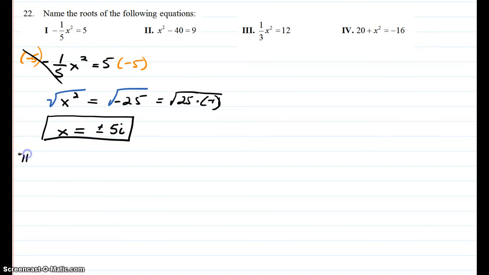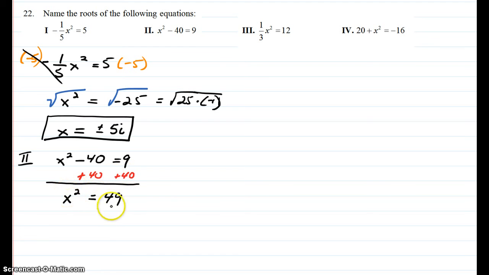So let's take a look at the second problem. x squared minus 40 equals 9. So we're going to get x squared by itself, and we're going to add 40 to both sides. Now the reason I'm not subtracting the 9 and trying to factor it that way is because there's no x value. We have an x squared but no x. And so when that happens, we can just solve it like a normal equation just by undoing the operations. So now I have x squared equals 49, and so we square root both sides. And so I end up with x equals plus or minus 7, since the square root of 49 is 7.